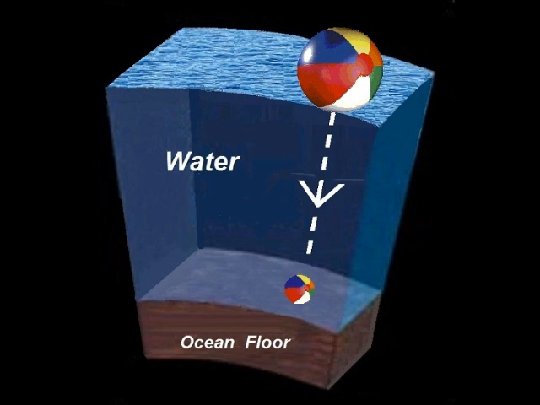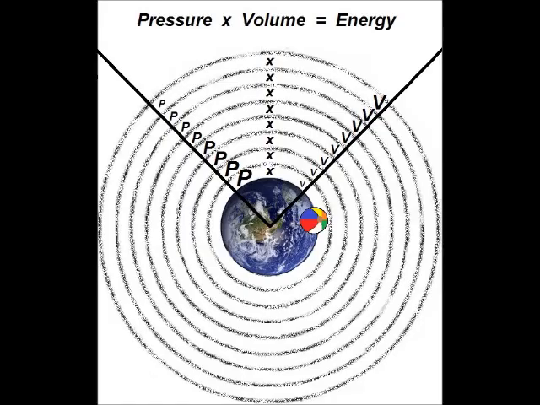And we can see here that if you were at the bottom of the ocean and you filled a beach ball with air, the pressure surrounding that beach ball would be extreme. And if you were to puncture that beach ball with a nail, the ocean then collapsing that beach ball would be similar to a lightning strike.